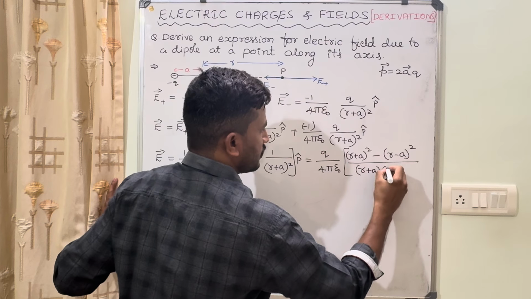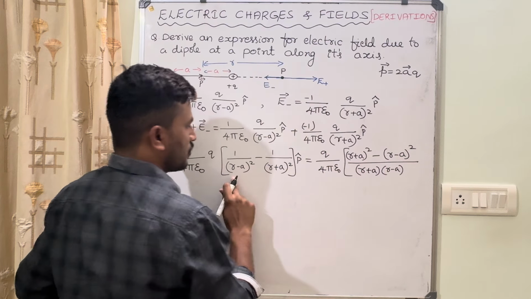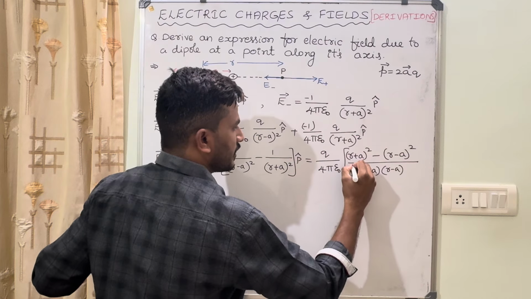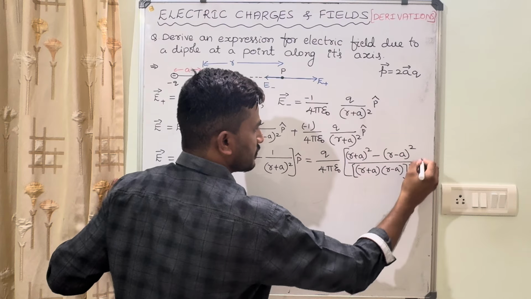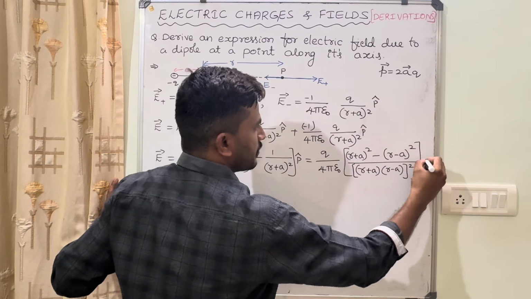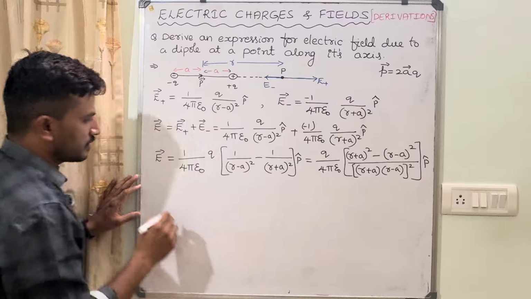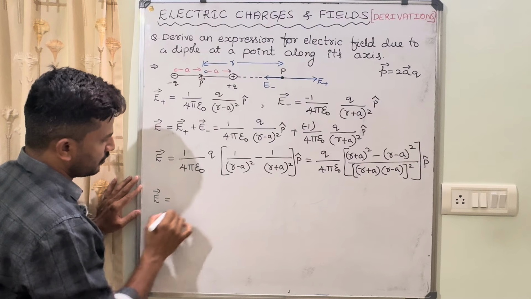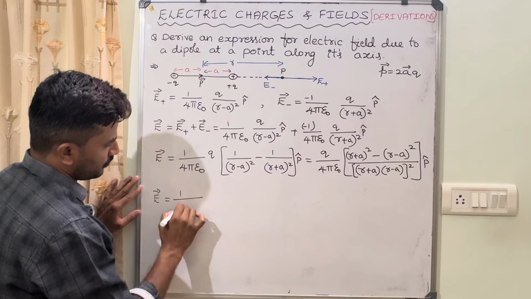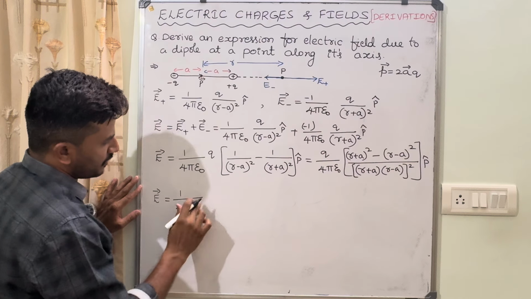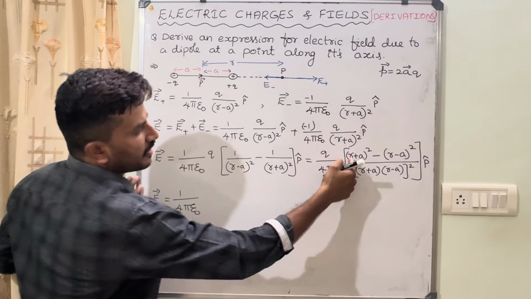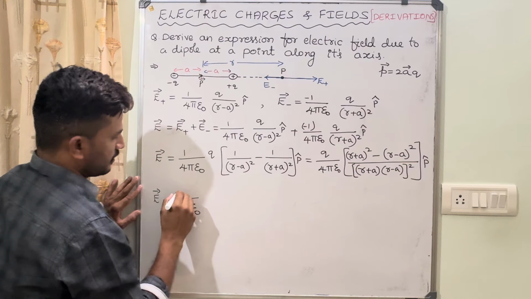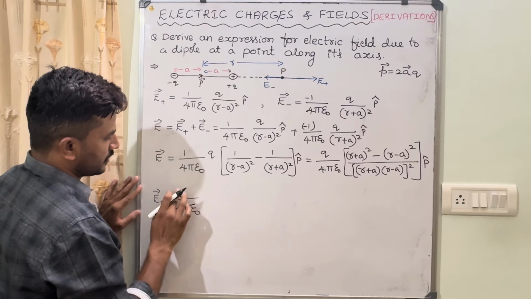R plus A into R minus A. For both of them square is there, so I will take square together. P cap. So let us simplify this. E is equal to 1 over 4 pi epsilon naught. Here R plus A whole square is there into Q is there, no? Yes, this is Q.